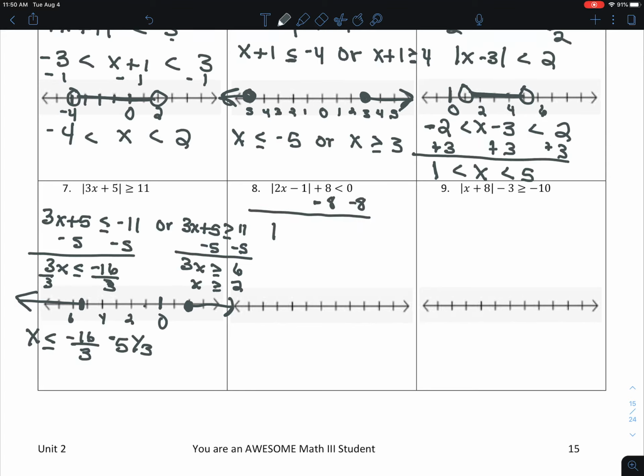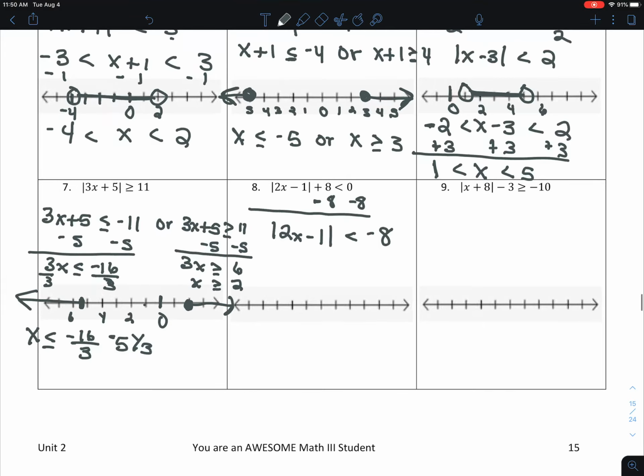Alrighty, now this one's a little tricky. I probably should not have given you this one on your own because you probably got it wrong. So we have the absolute value of 2x minus 1 is less than negative 8. So what do we know about absolute value? Absolute value is always positive. So the absolute value of this can never be less than negative 8 because it's always positive. Therefore, there is no solution.